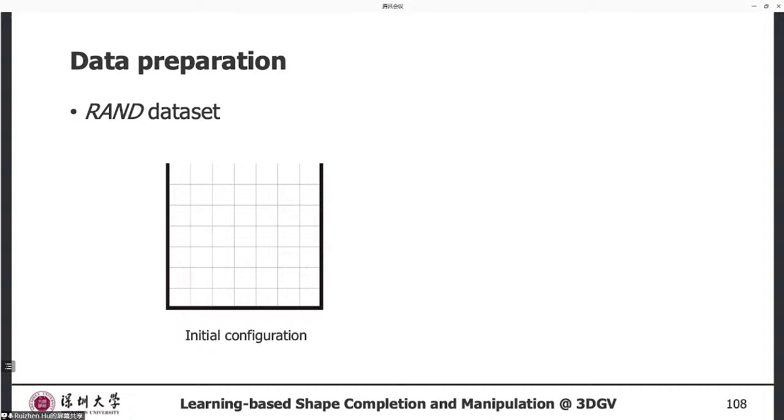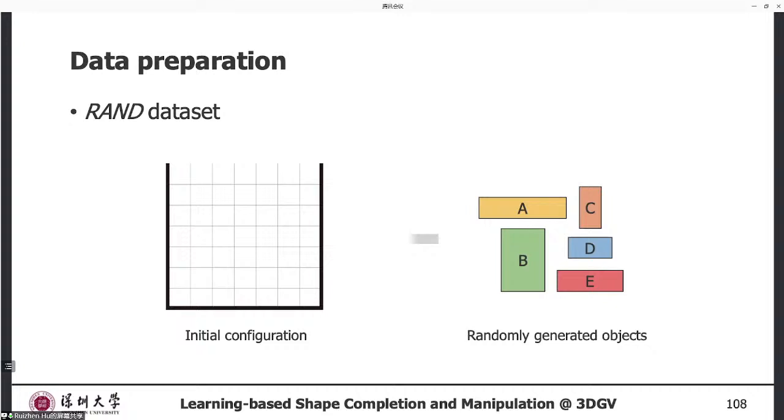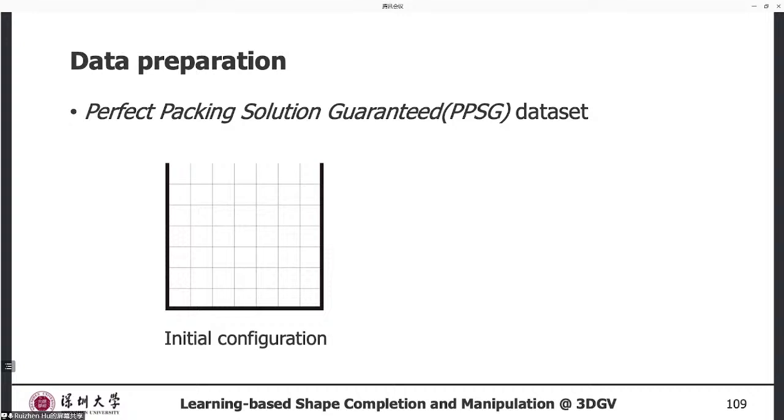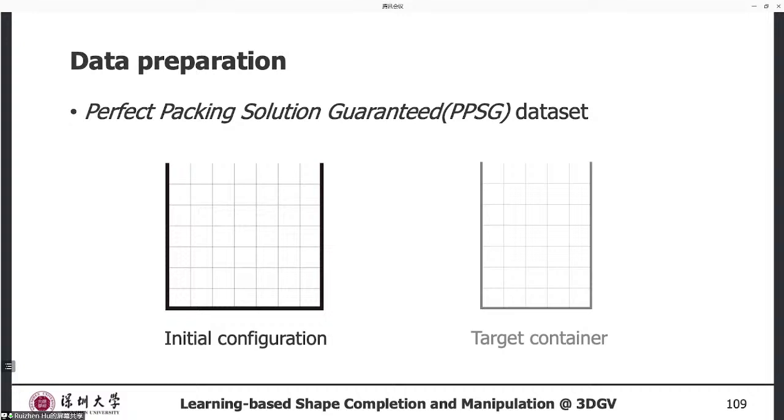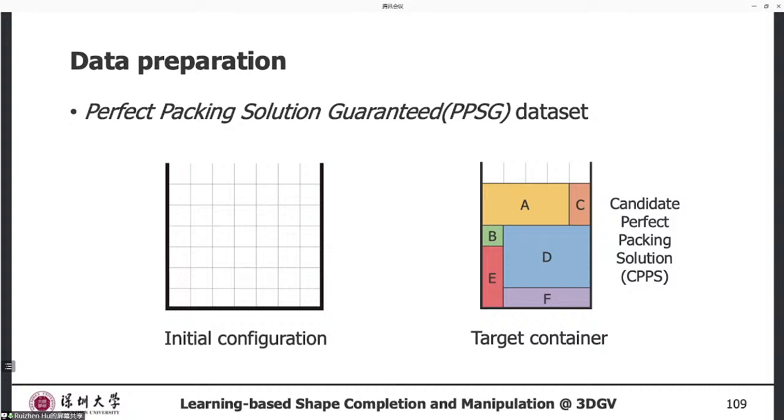To test our method, we designed two datasets. The first one is called the random dataset. The initial box configurations were generated randomly. The second one is called the perfect packing solution guaranteed set, short as PPSG set. To generate the initial configuration, we first generate a perfect packing target container. We call it the candidate perfect packing solution, CPPS. Then we take the boxes out of the target container in a sequence to form an initial configuration, which is guaranteed to be reversible for packing back into the CPPS, which means for this set, we know that the perfect packing result exists.